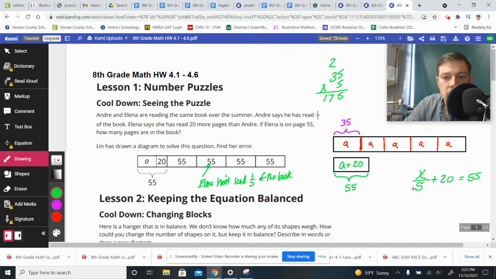All kinds of different ways to solve this puzzle. The clear thing here is that you need to have a strategy because it can be a little complicated when it comes to these types of problems.